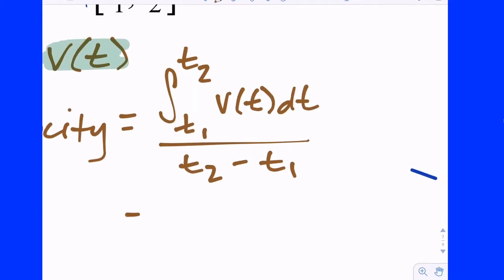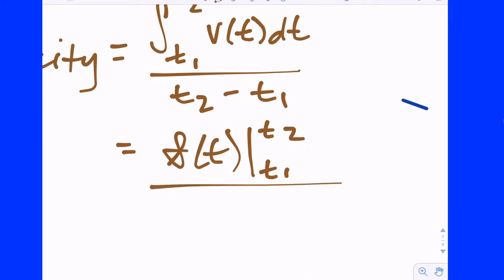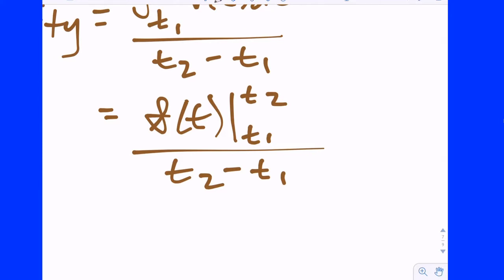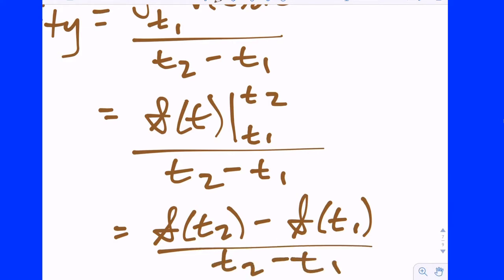All right, so to evaluate the numerator, I would need to know the antiderivative of big V. What's the little v maybe. What's the antiderivative of velocity? Position, right? So it would be S of t. We don't need the plus c. And then I would evaluate it from t sub 1 to t sub 2, and of course, that's still all over t sub 2 minus t sub 1. And now using the fundamental theorem of calculus, part 1, to evaluate that, I plug in the top minus I plug in the bottom, all over the change in the corresponding time.